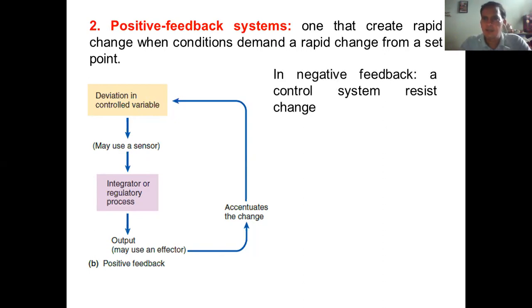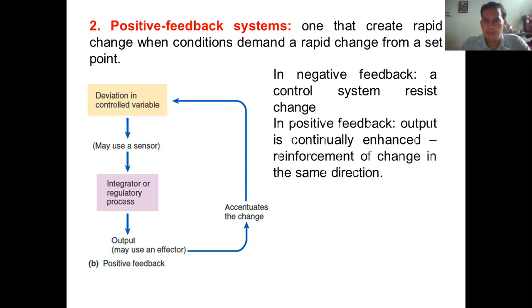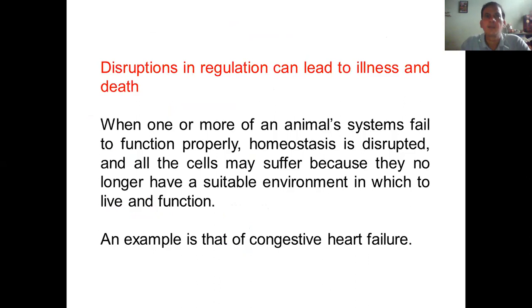So in negative feedback, a control system resists the change. In a positive feedback system, the change is not resisted; however, it is reinforced in the same direction. So disruption in regulation can lead to illness and death. If there is any kind of deviation from homeostasis, it could lead to illness or it could lead to death. So when one or more of the animal systems fail to function properly, homeostasis is disrupted.